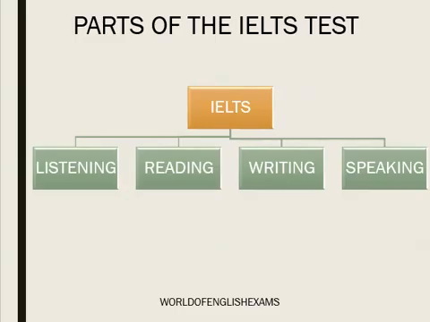Okay, so these are the four parts of the IELTS test. Both for academic version as well as for the general version, we have four parts of the IELTS test. The first one is listening, second is reading, third is writing, and the last one is speaking. So as a test taker, you need to work independently and individually on each of these modules to get perfection so that you can attempt your test with ease and get your desired score.